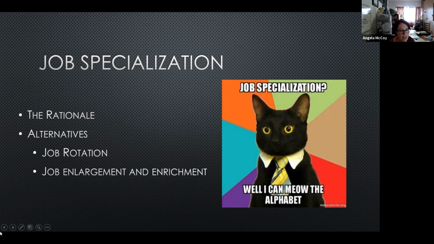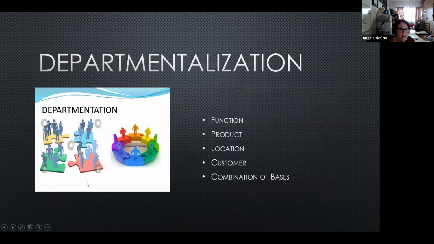Next we're going to look at departmentalization, and this is the process of grouping jobs into manageable units. Common bases of departmentalization are either by function, by product, by location, by customer, or a combination of those bases.